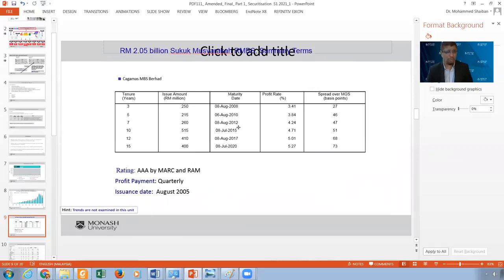They have something called, a party supervised by Bank Negara called Cagamas. They buy the loans from those banks and they sell them as bonds or sukuk. Sukuk is the Islamic bond. But they can sell it also as conventional bonds.